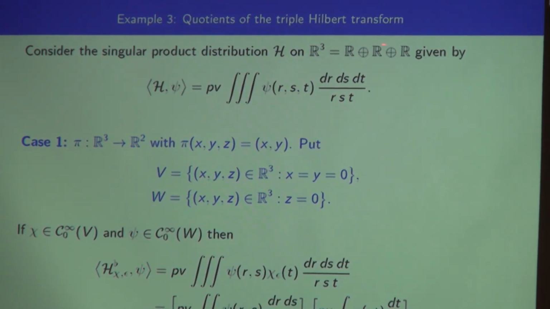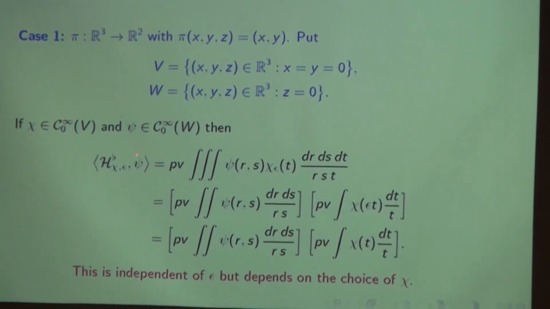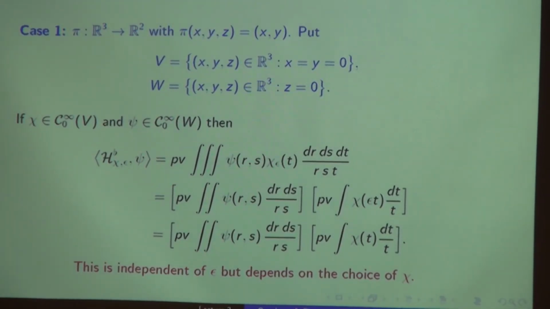I have a tempered distribution on R3. I want to map R3 into R2 by sending pi of xyz to xy. This is just projecting along one of the coordinates. I choose this cutoff function, I do the calculation, and I get a double Hilbert transform applied to psi times the principal value of this. The epsilon has disappeared because I'm integrating dt over t, but the answer depends on chi. So in this case, I have some difficulty pushing things down, right?